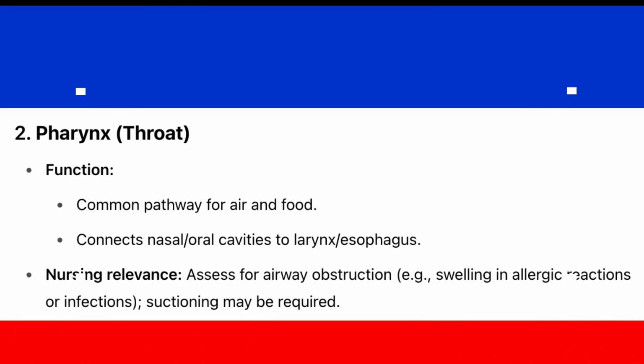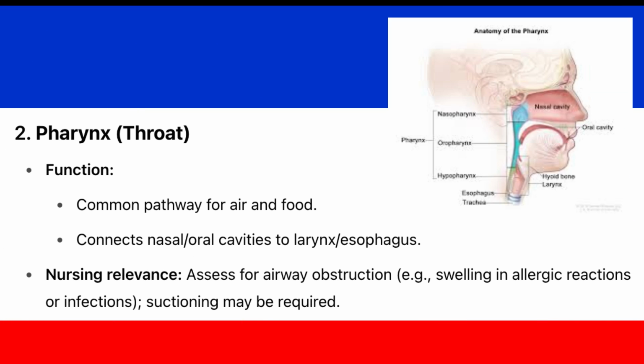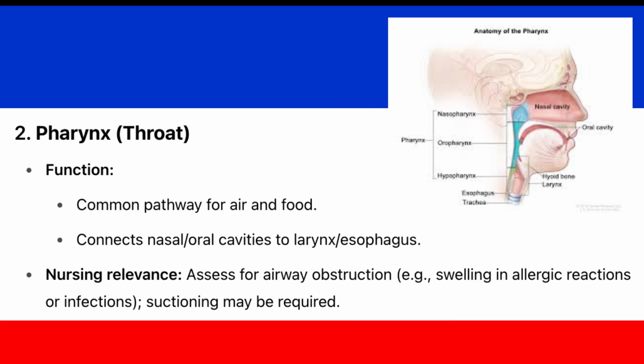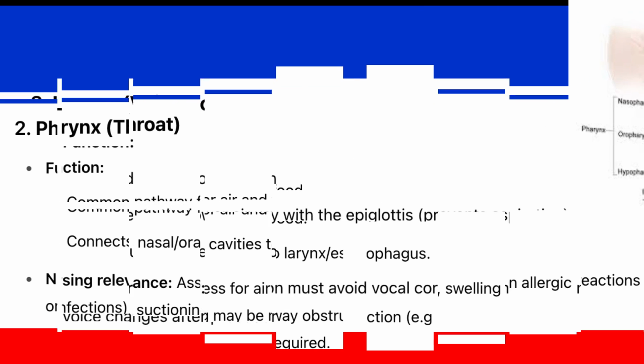2. Pharynx. Function: common pathway for air and food. Connects nasal and oral cavities to larynx and esophagus. Nursing relevance: assess for airway obstruction, e.g. swelling, allergic reactions or infections. Suctioning may be required.